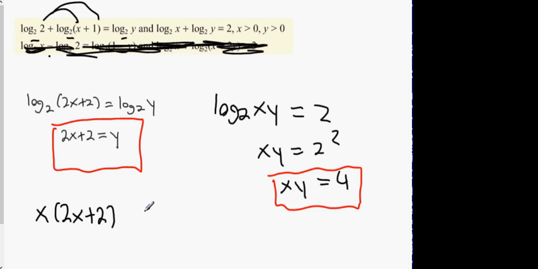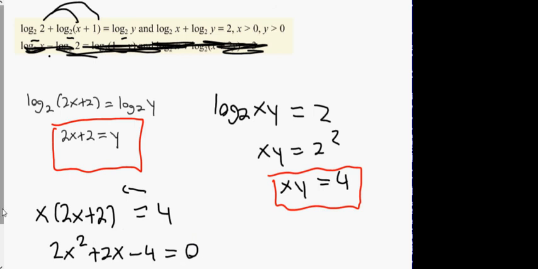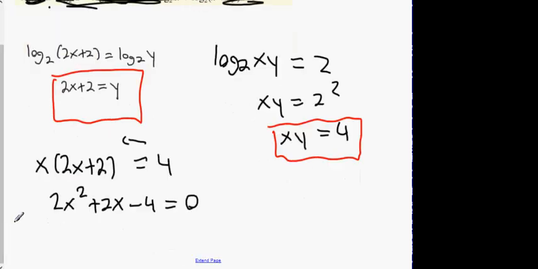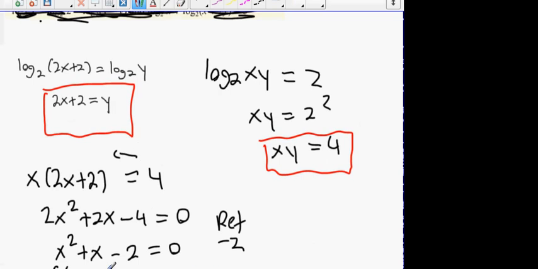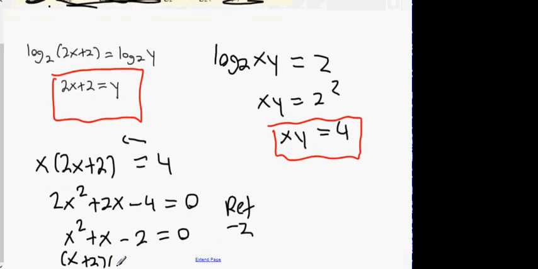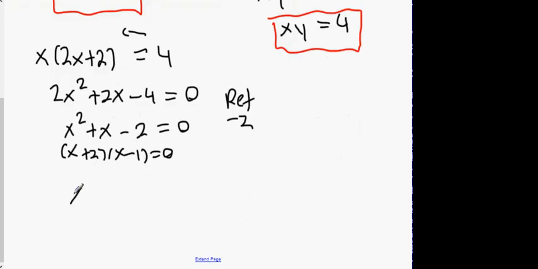Equals 4. Multiply out and bring the 4 over. 2x squared plus 2x, bring it over, minus 4. You can do this 3 ways. You can do the long reference number method, you can do the minus b formula, or you could divide by 2 and just make it easier again. Reference number here is now minus 2, and then we're going to have x plus 2, x minus 1 equals 0. And then we're going to have x equals minus 2, x equals 1.